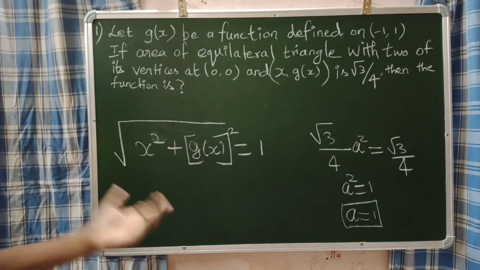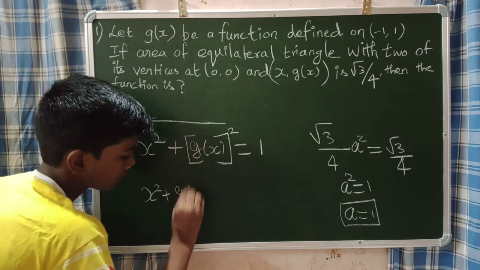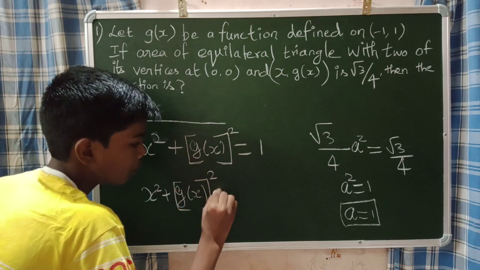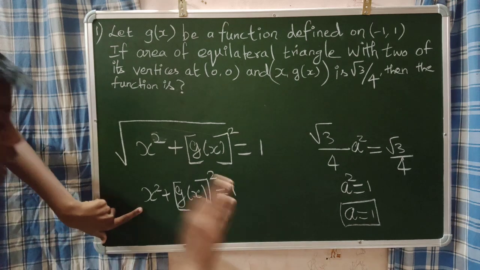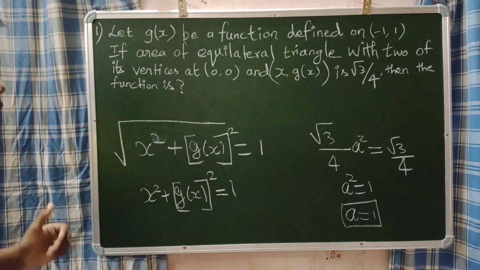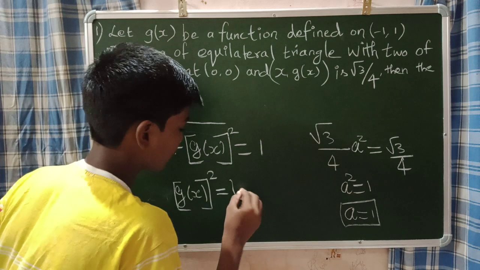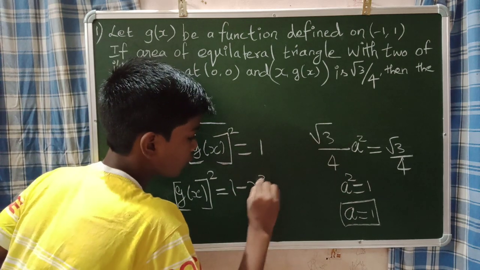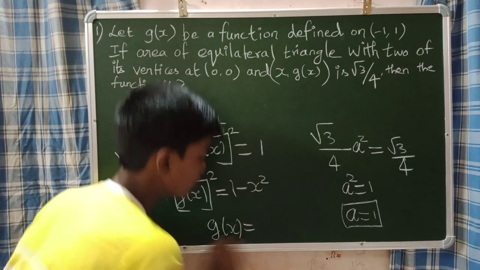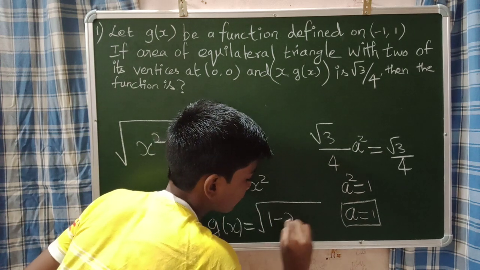Now guys, we know that x square plus g of x whole square will be equal to 1. Now what you are going to do is take this x square to the other side. When you do, you will get 1 minus x square. So g of x square is 1 minus x square. Now if you want g of x, that will be equal to root of 1 minus x square. That's all.